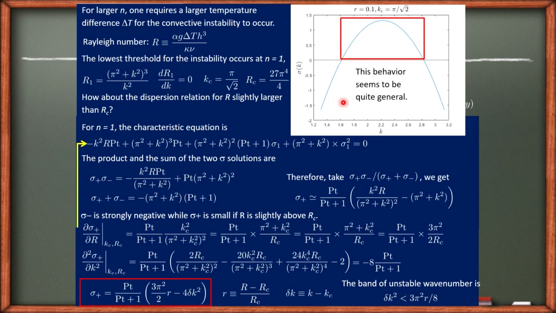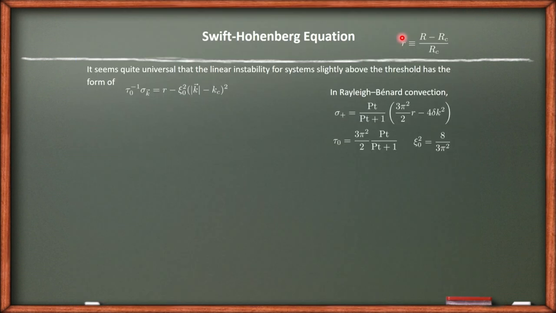But of course, here the Rayleigh number is above some threshold. So that's why you have a band of unstable wave numbers here. All right. So in short, you can rewrite that growth rate as a function of k here. So delta k is how far away it deviates from the wave number that has the maximum sigma.